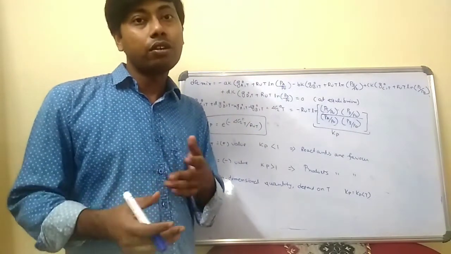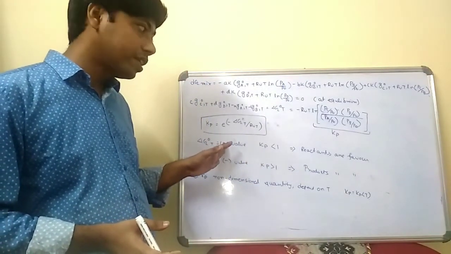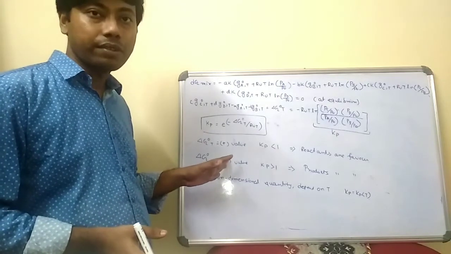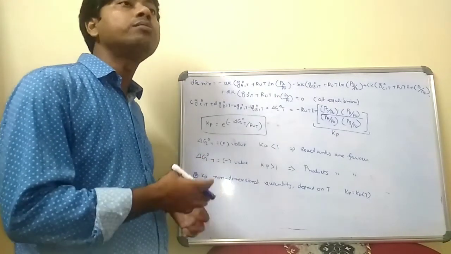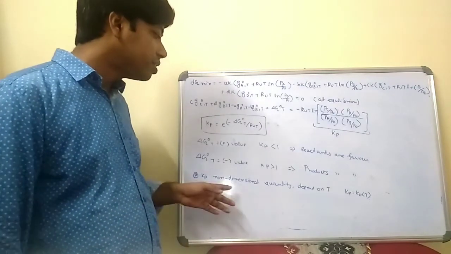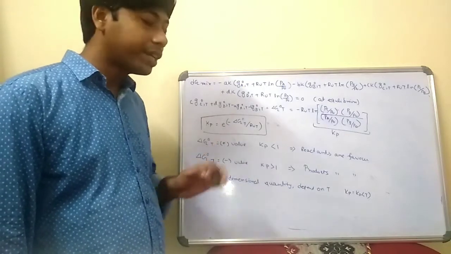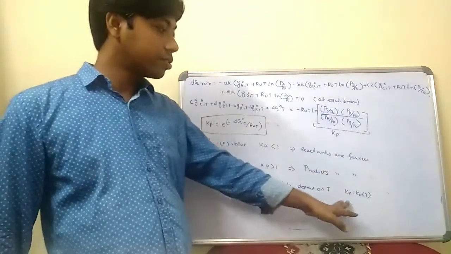Now, depending on the value of this, you can say whether it is product favorable, reactant favorable, or in chemical equilibrium. Kp is a non-dimensional quantity, and it depends only on temperature, not pressure. So Kp is a function of only T.